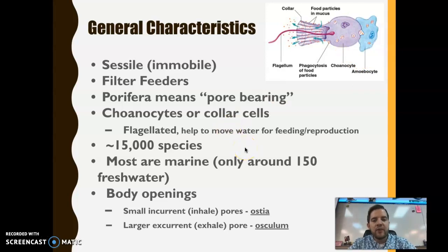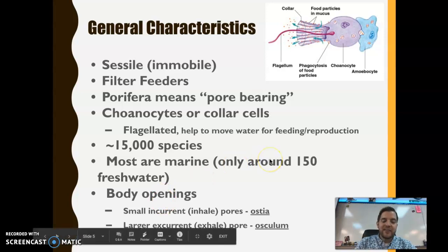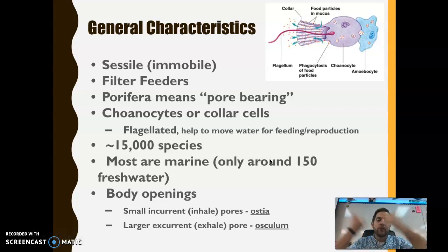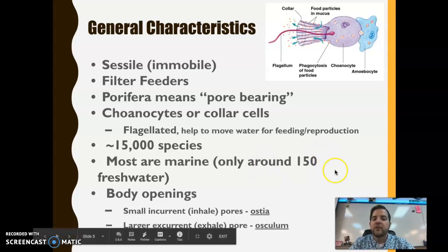Most of them are found in the ocean. Only about 150 of the 15,000 species exist in freshwater. They have 2 major types of body openings. We have incurrent pores, meaning that's where the water is coming in. Those go into the ostia. And then the sponge usually either has one large opening for the water to flow out, or it has several larger openings for the water to flow out, and those are called osculum.